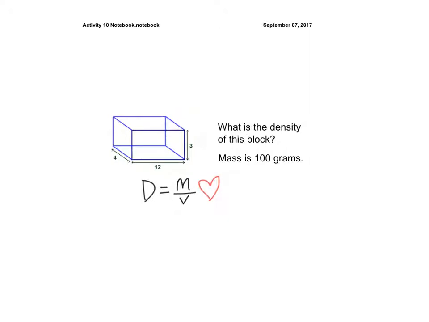Okay, so density equals mass over volume. That's what the formula is there. D equals M over V. I remember it because it makes a heart. If you use your imagination, if you connect the M and the V, it makes a heart. So let's see if we can figure out the density. Let's plug in these numbers.